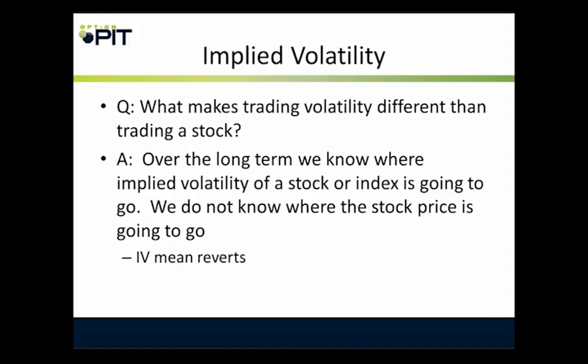All right, so what makes option trading different than stock trading? The answer is implied volatility. Implied volatility of a stock or index is going to go anywhere, but it can't stay there. And we don't know where a stock is going to go. There's a mean reverting characteristic. So I want to show you this.